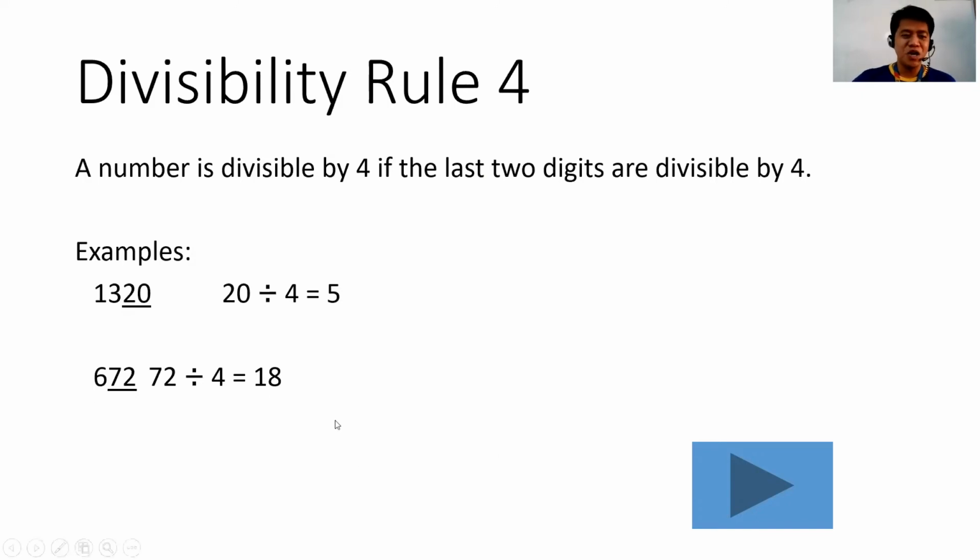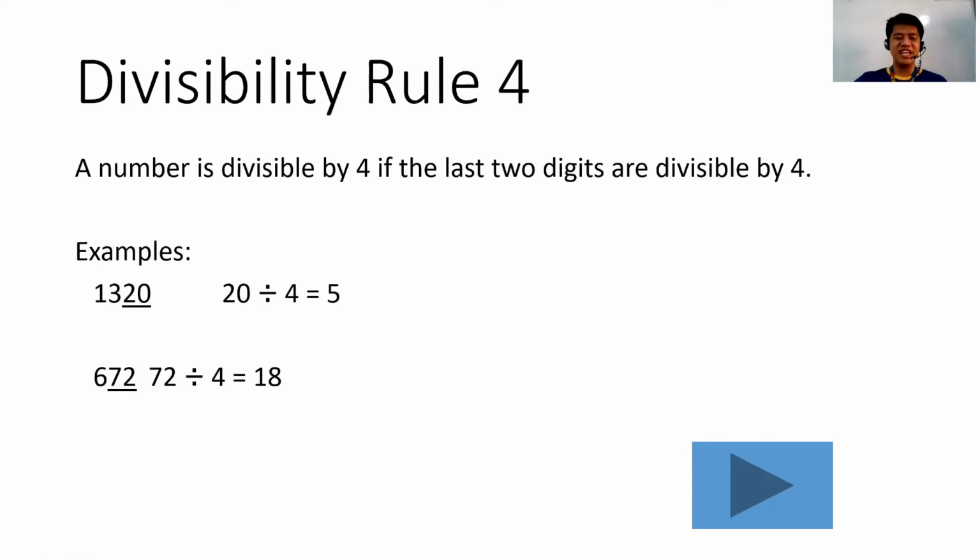For example, 1,320, divisible by 4 or not? Yes, it is divisible by 4. Bakit kaya divisible by 4? Because the last two digits are 2 and 0 or 20. And 20 divided by 4 is equal to 5 without remainder. So therefore, 1,320 is divisible by 4.